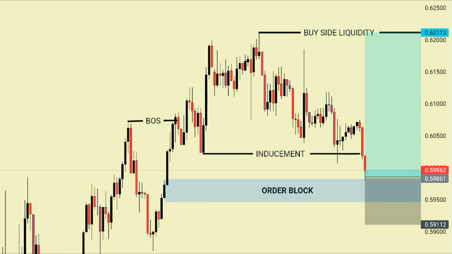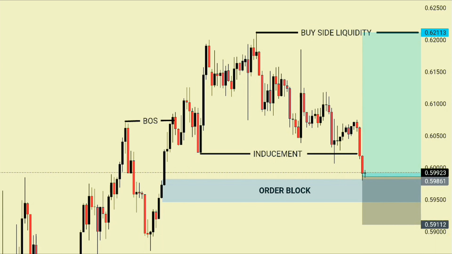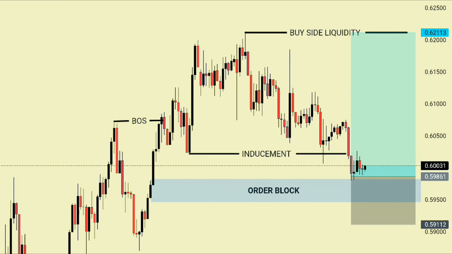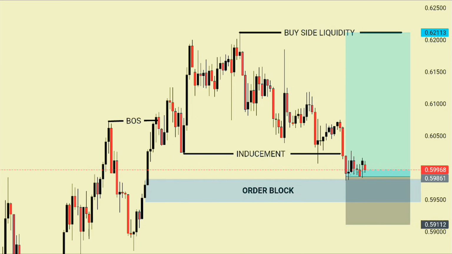Our stop loss goes below the order block because if price breaks below it, it means the idea is invalid. The take profit is very clear. We target the buy-side liquidity. This is where the market is naturally drawn because of the large pool of orders above the previous highs.